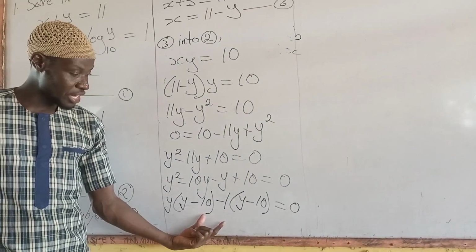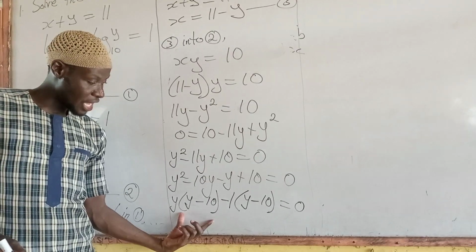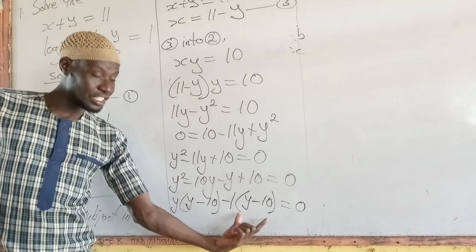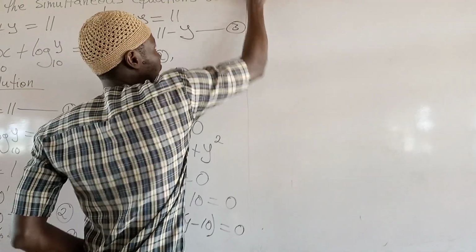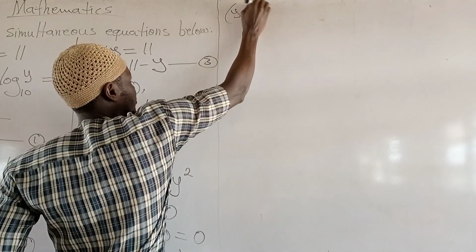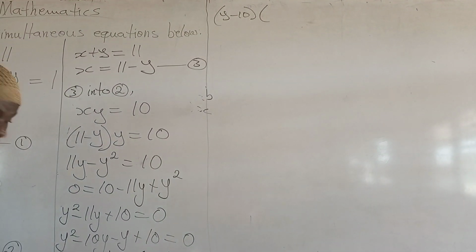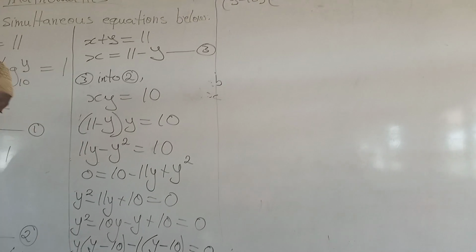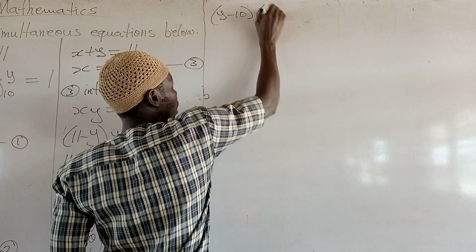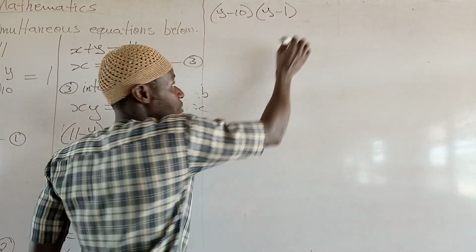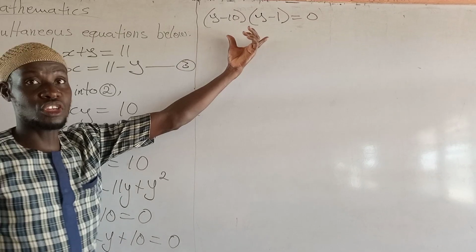Now, at this point, you realize that the common factor here is y minus 10. So factorize y minus 10 out of this term and that term. Here, what is going to be left will be y. Here, what will be left will be negative 1. So you have y minus 1 left here being equal to 0. So this is what you are going to have.